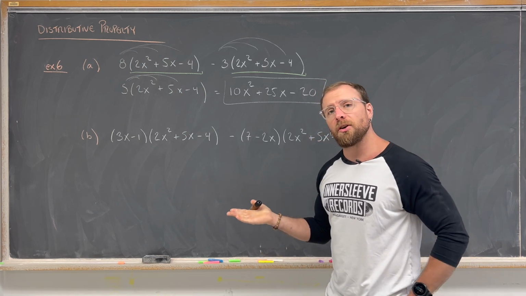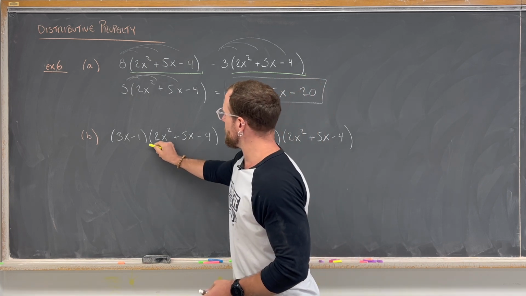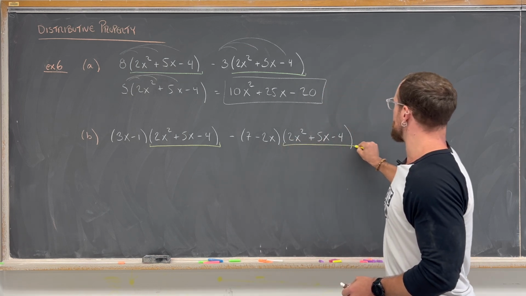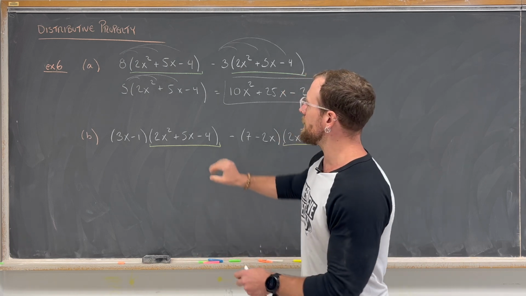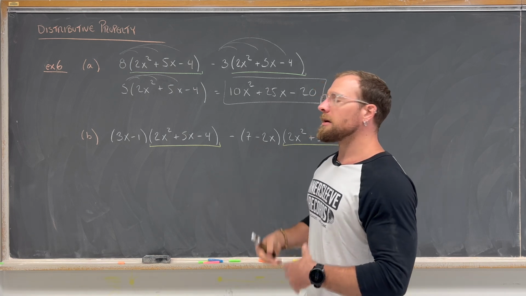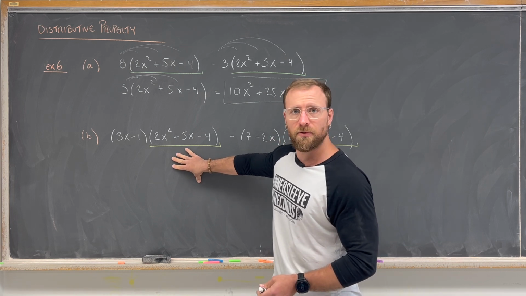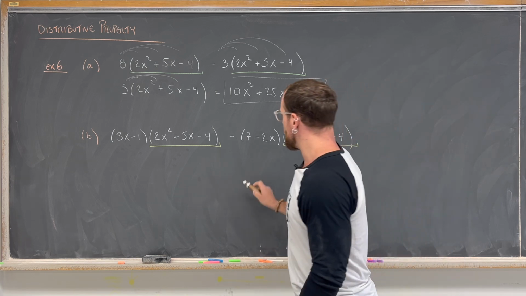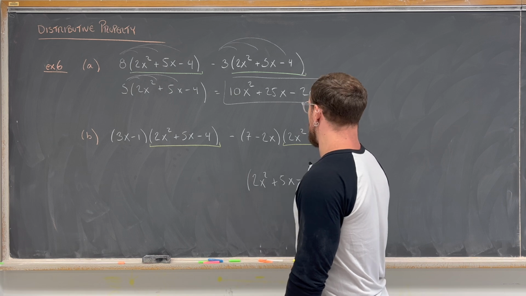Down here, there's something similar going on. This is a kind of tricky one, but the same idea applies. I have a 2x squared plus 5x minus 4 over here, and a 2x squared plus 5x minus 4 over here. Now, in the next lesson, we're going to talk about factoring. So we'll talk about factoring out this common factor. But I'd like to just look at it as combining similar terms. I have a certain number of 2x squared plus 5x minus 4s minus a certain number of 2x squared plus 5x minus 4s. So in the end, how many 2x squared plus 5x minus 4s do I have?